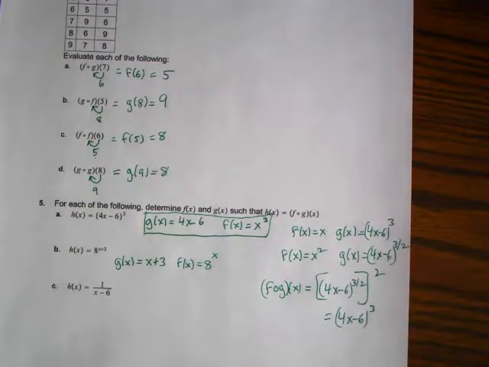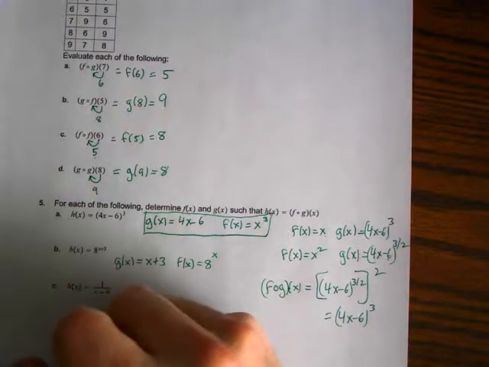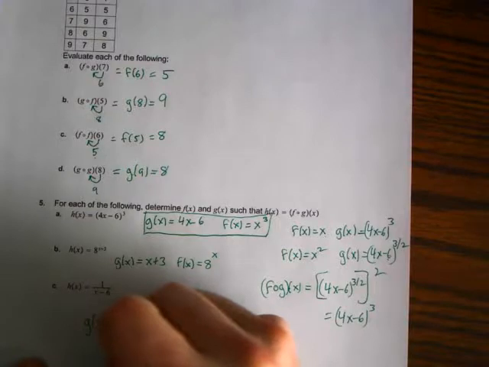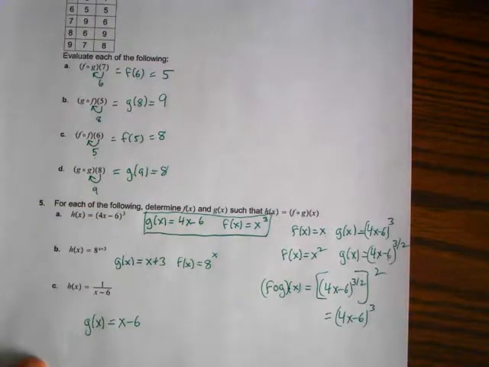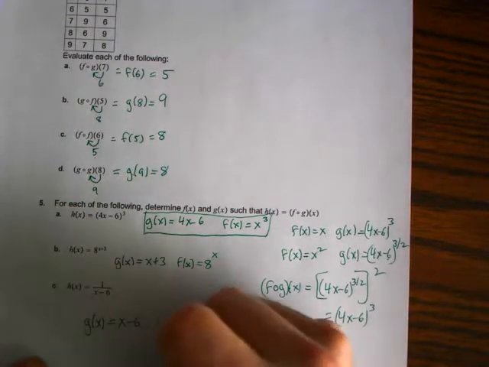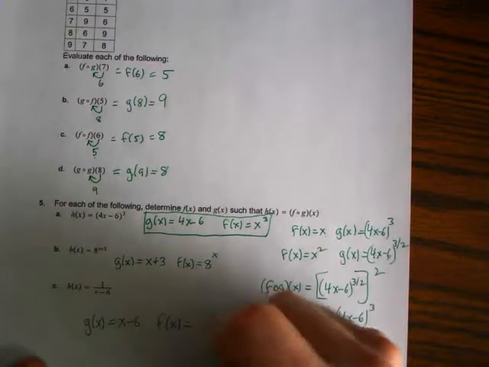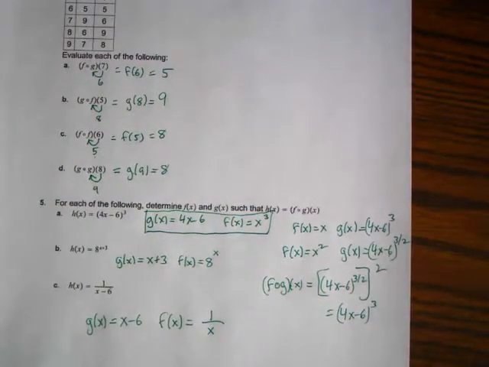And finally, this last one, you've got kind of the same thing. Think of order of operations. g of x is the thing you would do first. And then what would you do to that? Well, what you would do is you would put a 1 on top and put that thing down on bottom.